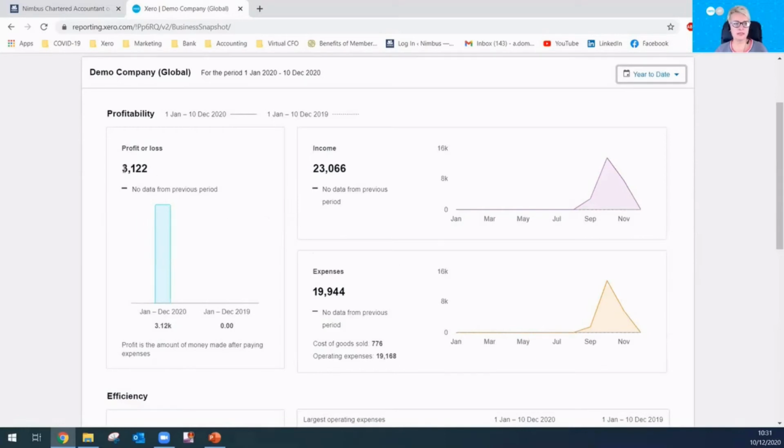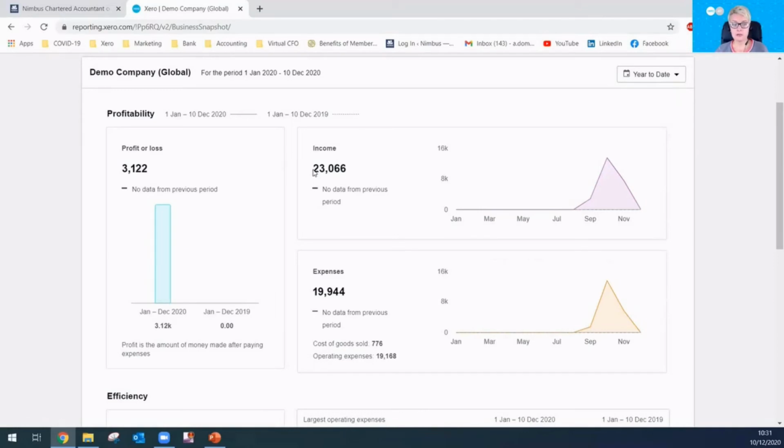It is telling us that this year we've made a profit of 3,122, which is pretty good, right? It can even compare this data with the prior period, with year 2019. The data is not here, that is why it is showing 0. But next year we will have the history for this year, and it will allow us to compare both periods, okay?